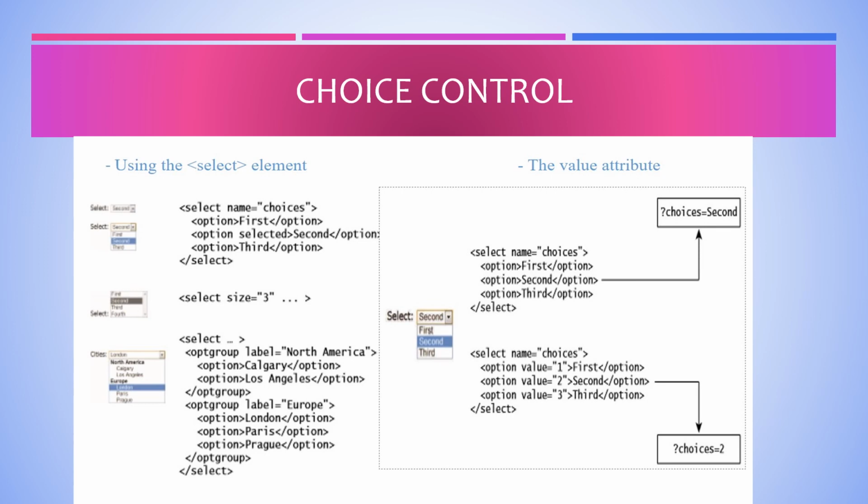Option items can be grouped together via the optgroup element. The selected attribute in the option makes it a default value. The value attribute of the option element is used to specify what value will be sent back to the server in the query string when that option is selected. The value attribute is optional. If it is not specified, then the text within the container is sent to the server.